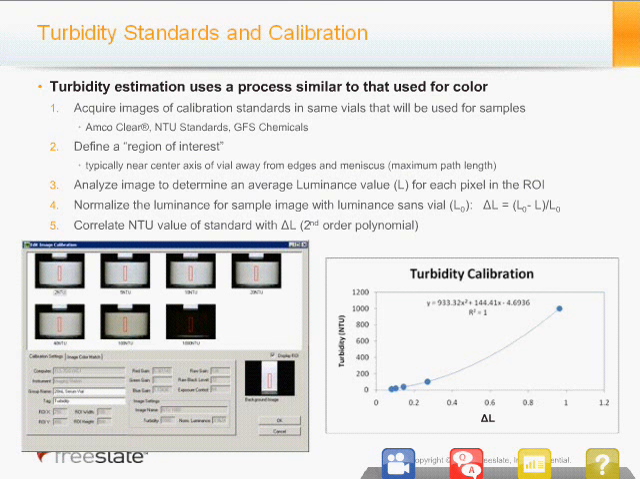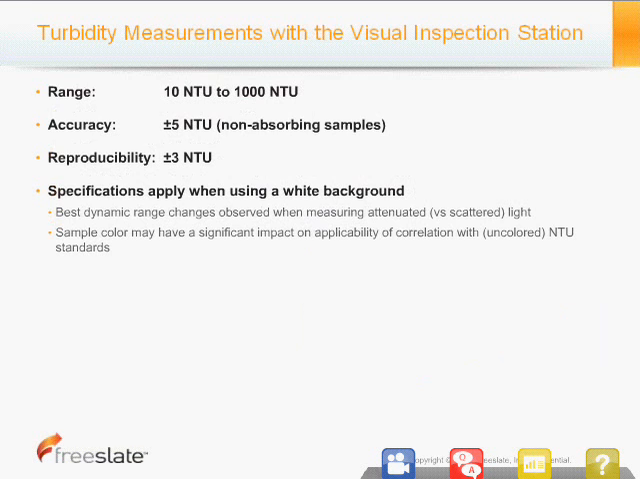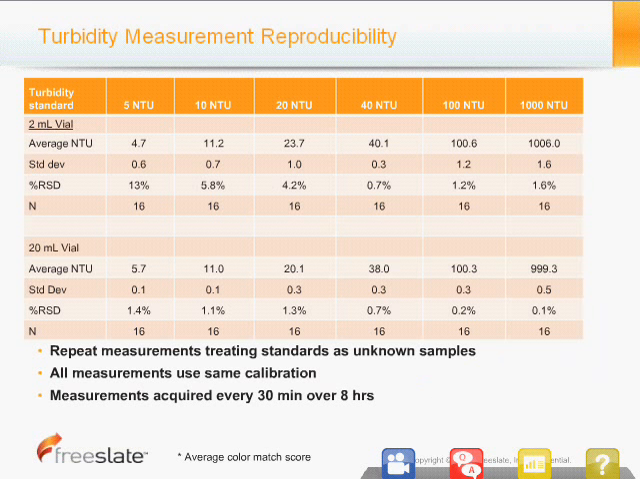Lastly, here's some data showing the reproducibility of now taking the NTU standards and measuring as if they were unknowns. And generally, we get good accuracy. The correlation gives us good accuracy of the NTU value, and good standard deviation, particularly at the higher NTU values. Those generally tend to be less than 5%.